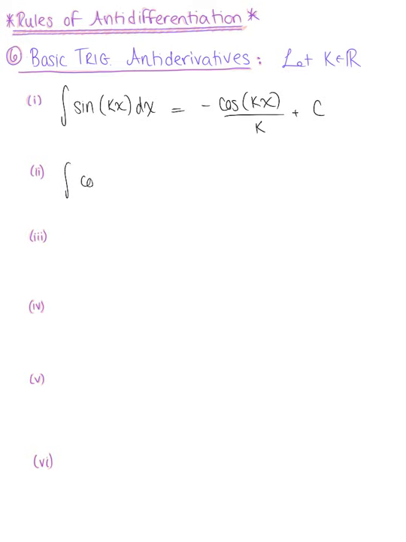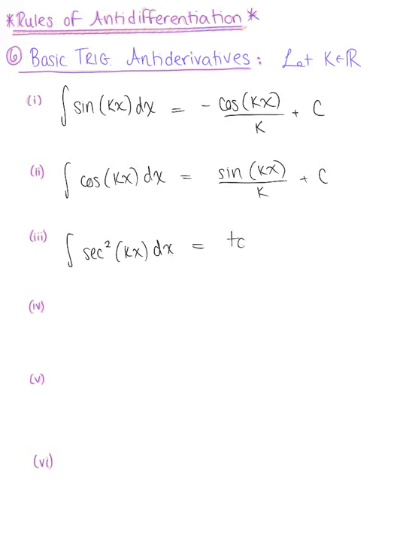We have the integral of cosine of kx dx. This integrates to sine of kx divided by k plus c. So we can see how the antiderivatives here are the reverse of our derivatives. The third case, if we have the integral of secant squared of a constant k times x dx, this integrates to tangent of kx by k plus c.